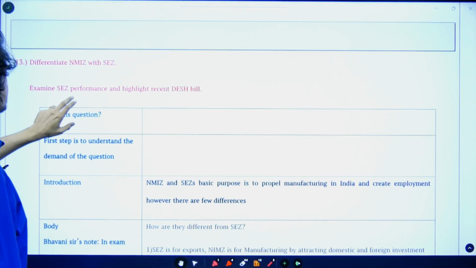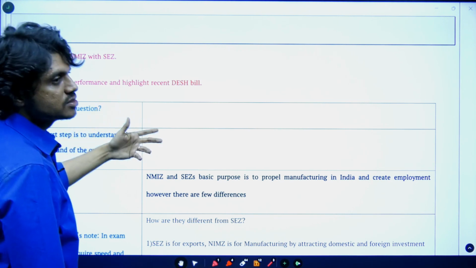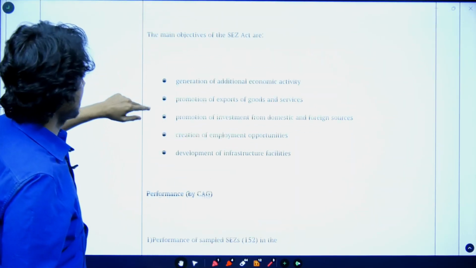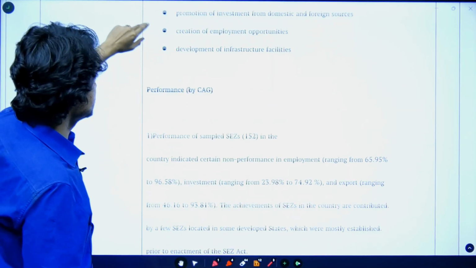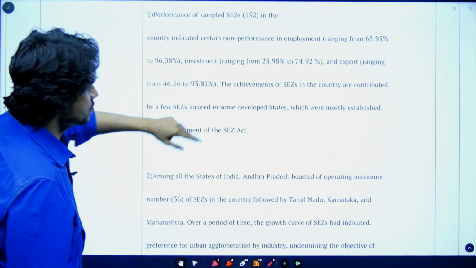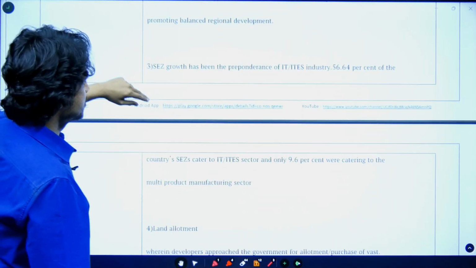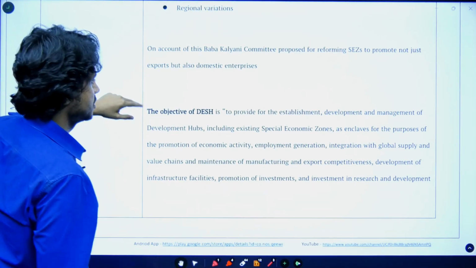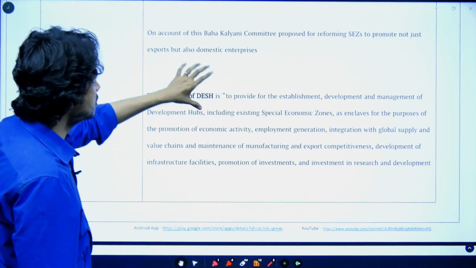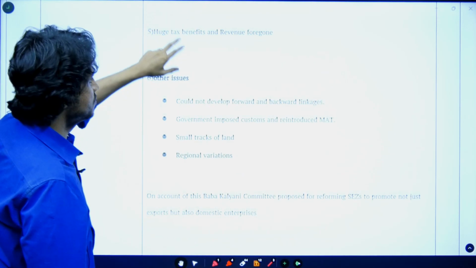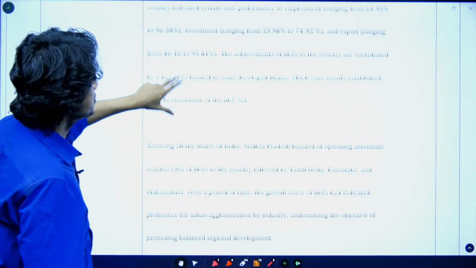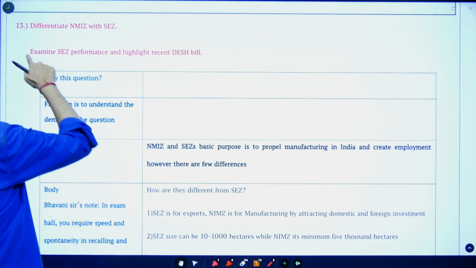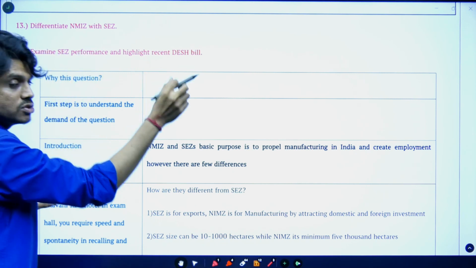Now in this question, they have asked you to examine SEZ performance. Some facts, some positive things also need to be mentioned here, which I have given. I have given the main objectives of SEZs, then performance, how much employment they have provided, and what better things they have done, and also all the issues which I have discussed now, I have given here, and then I have mentioned the objective. If you see the weightage I have given to DESH, the difference is very small compared to the weightage I have given to the examination of the SEZs. That's how you write this question, depending upon the keywords given in the question.